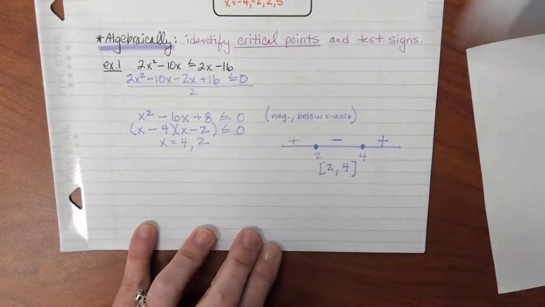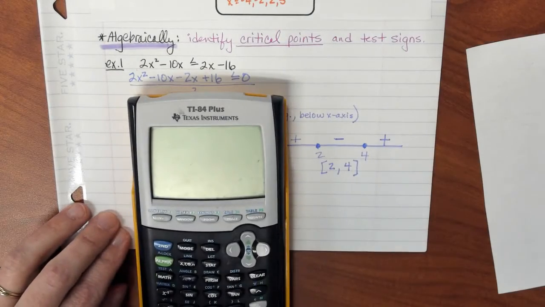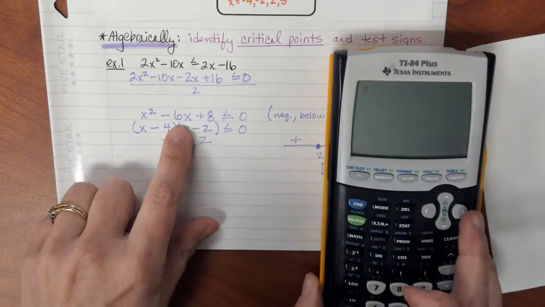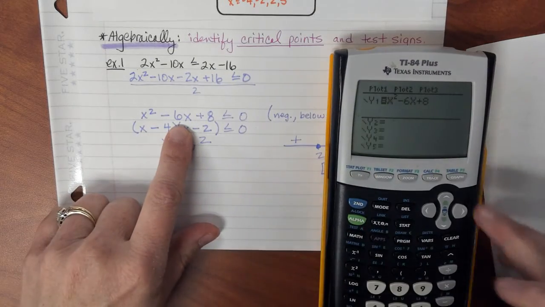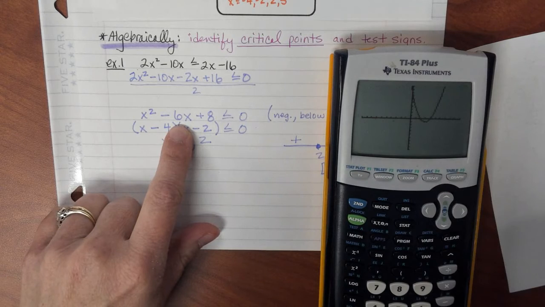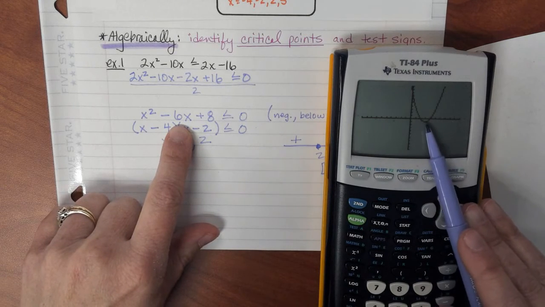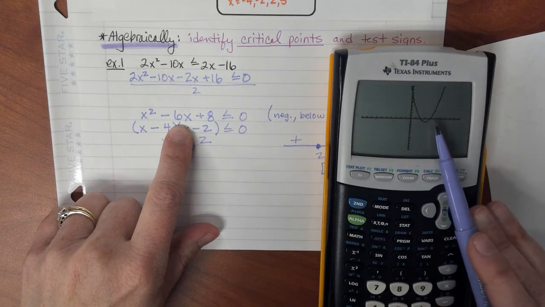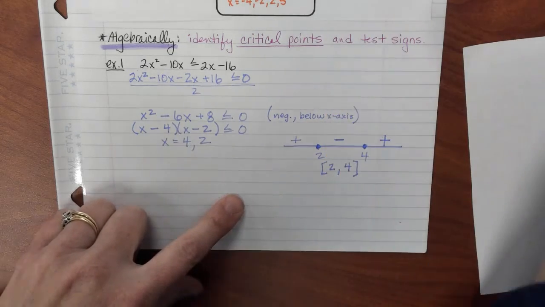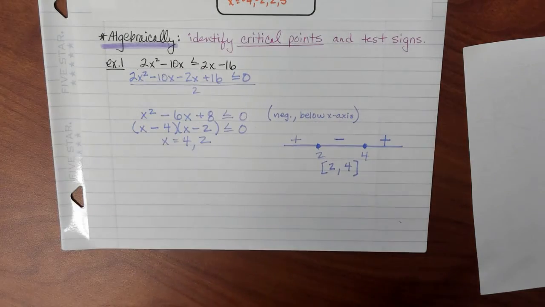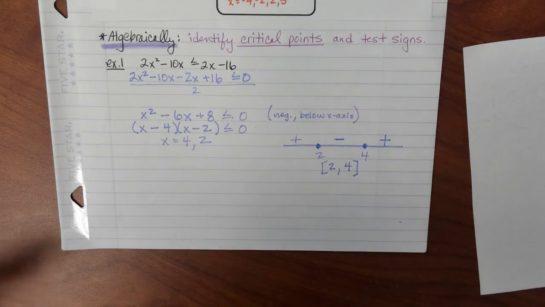Let me just very quickly show you what I would do here. If I were to graph this equation and then look at it on the graph, you see how you can tell where it is negative, where it is less than 0. Okay? So you can also do that, but there are times when I'm going to want to see it algebraically.